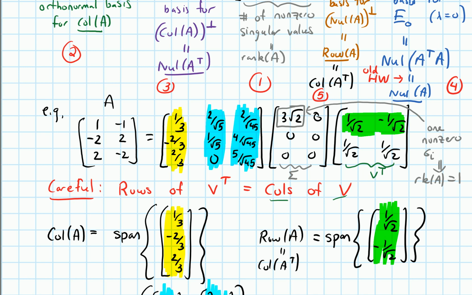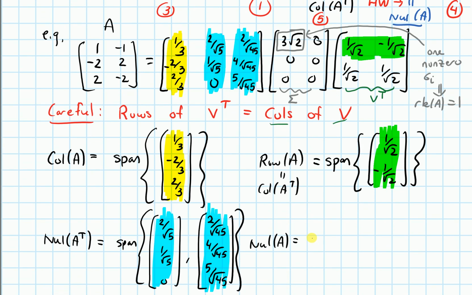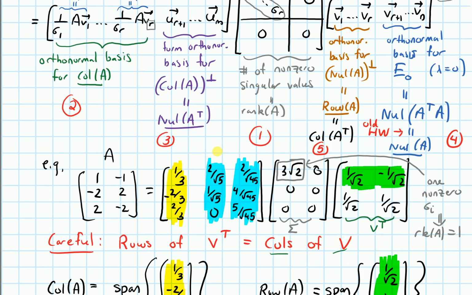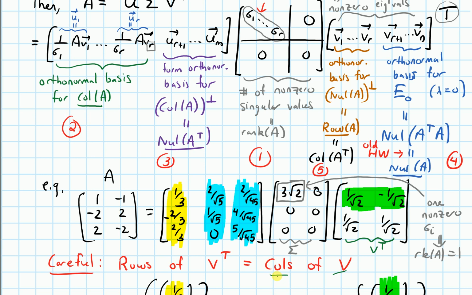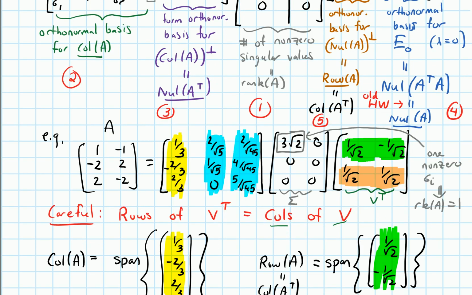All right, so finally we need to describe the null space. The null space of A is going to be the span of the remaining columns of the matrix V. But those remaining columns of the matrix V are going to be the remaining rows of V transpose. So here is the remaining row of V transpose. That corresponds to a column of V.